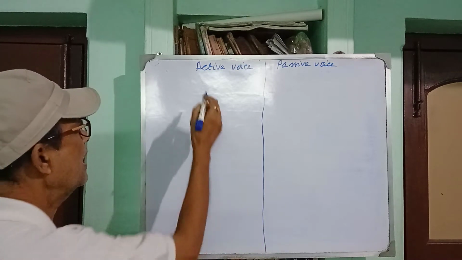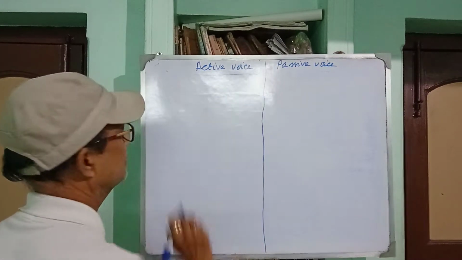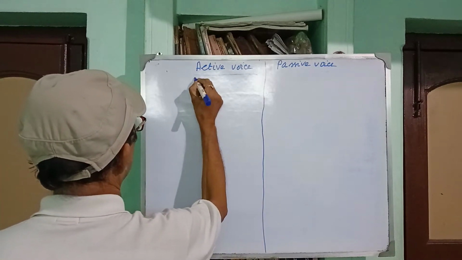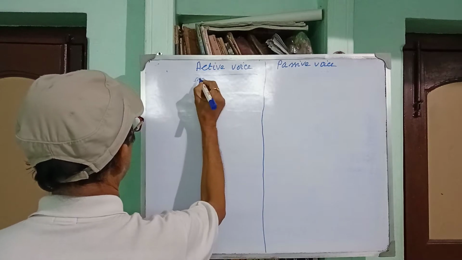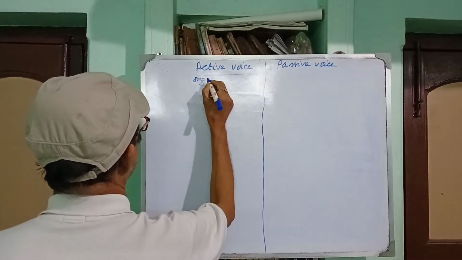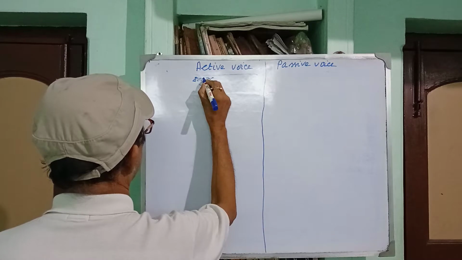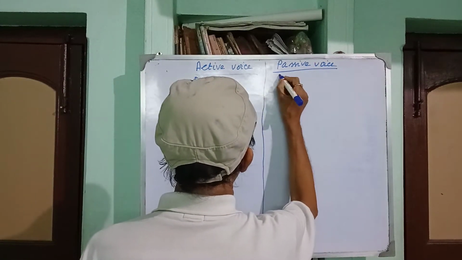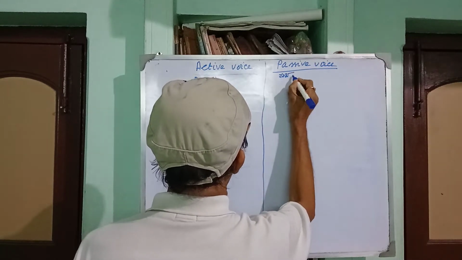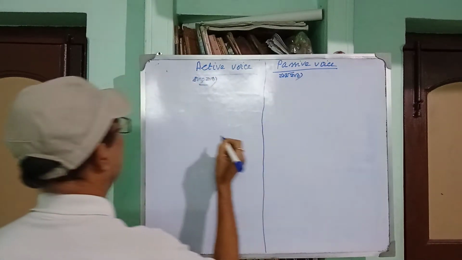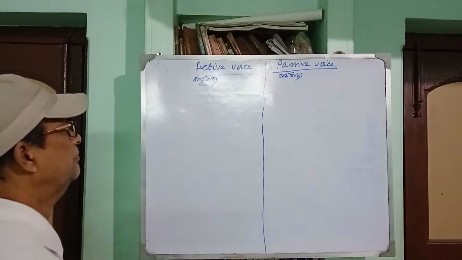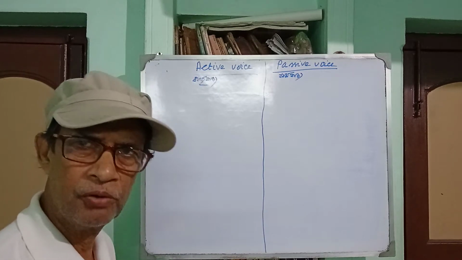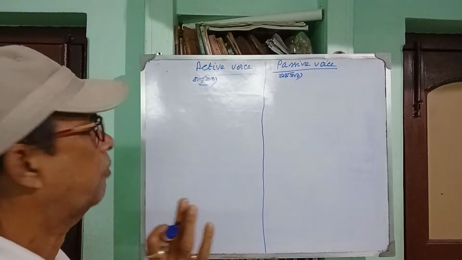However, active voice means কর্তৃবাচ্য, and passive voice means কর্মবাচ্য. Okay, কর্তৃবাচ্য and কর্মবাচ্য. Okay, then what is active voice?